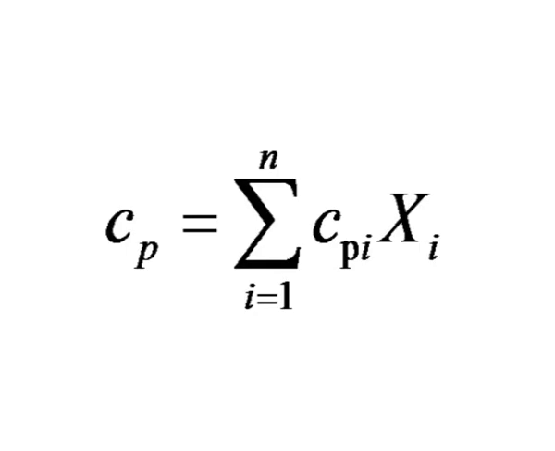Cp is equal to sigma, that is summation from i equal to 1 to n, product of Cpi into xi. Here xi is a fraction of the ith component, n is the total number of components in a food, and Cpi is the specific heat of the ith component.